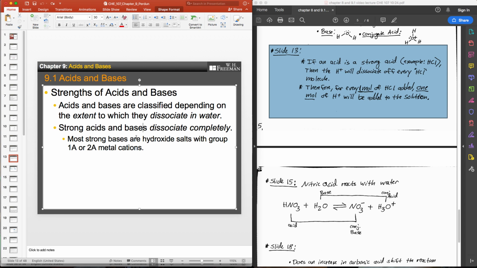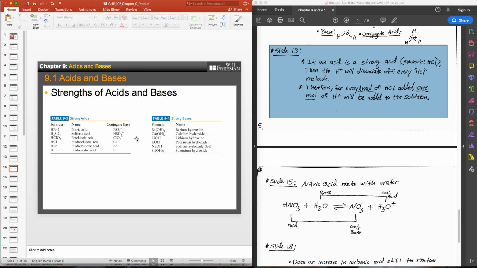Most strong bases are hydroxide salts with the group 1A or 2A metal cations. So if you see an alkali metal or an alkaline earth metal, so that first column or second column, then you can almost always assume that it is a strong base, okay?